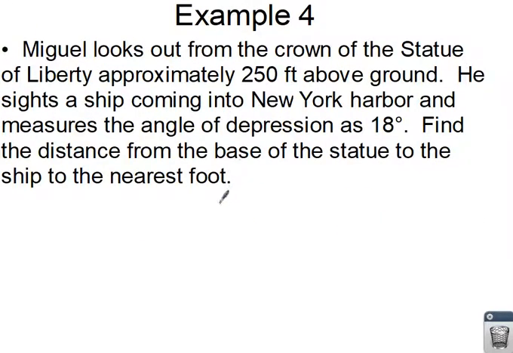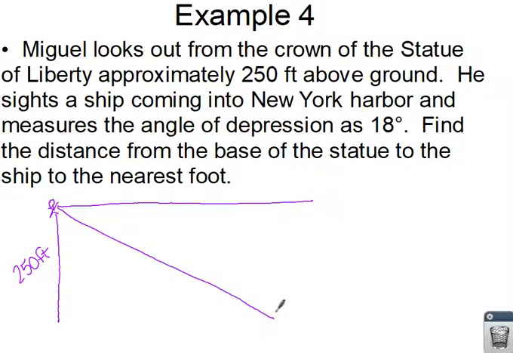Alright, Miguel is up in the Statue of Liberty, and you don't want me to draw this. So here's our Statue of Liberty, and Miguel's up here. Okay? Approximately 250 feet above the ground. He sights a ship coming into New York Harbor, so he's looking out straight, and he looks down and sees a boat in the harbor and measures the angle of depression as 18 degrees. I want to find the distance from the base of the statue to the ship to the nearest foot.